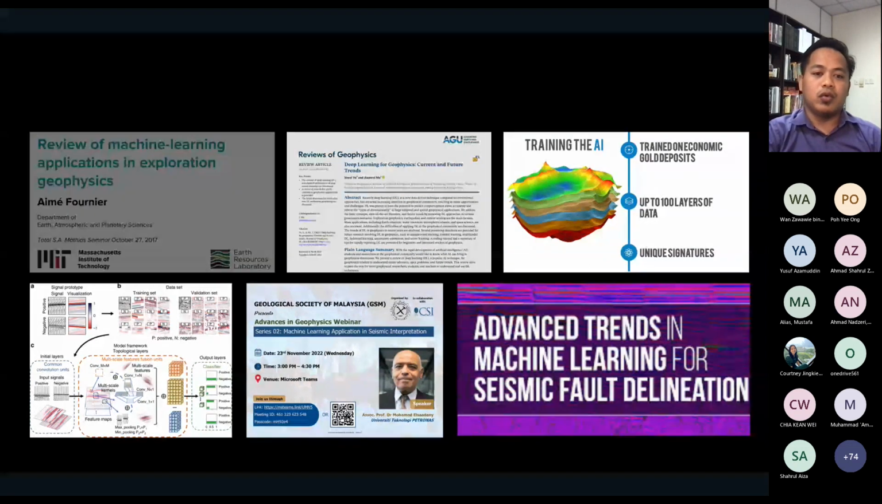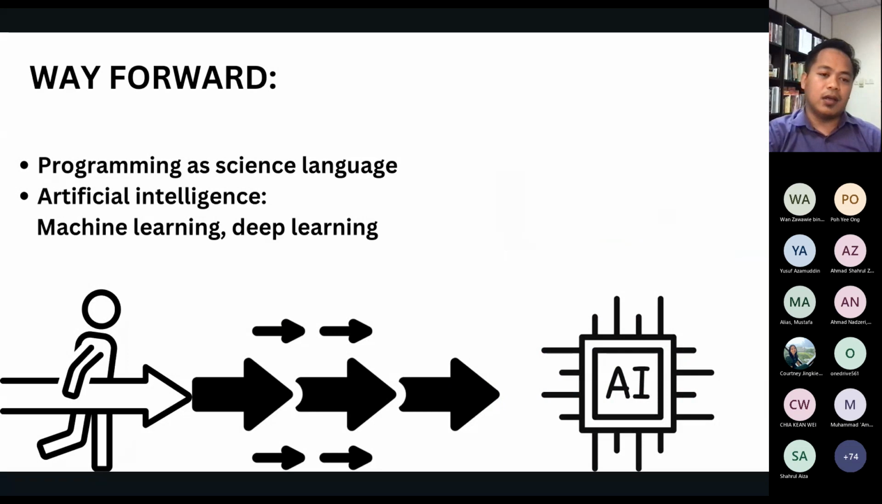So my idea is that programming should be treated as a science language. In developed countries, and I do believe that our country is starting to go in that direction as well, programming is not just a mathematical method, but more of a science language. So every science background should at least learn programming, let's say MATLAB, Python, a programming language at least.